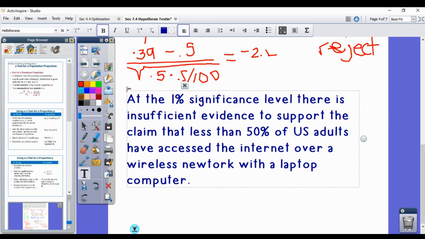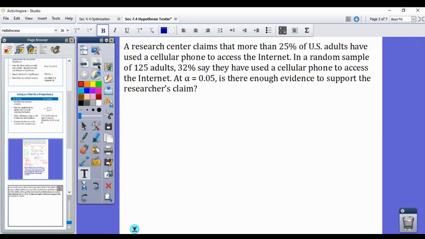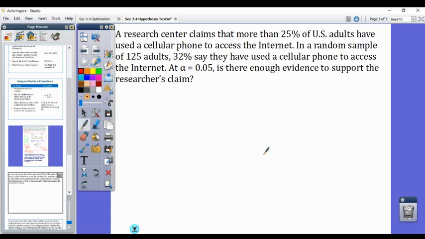All right, so that one's done. Yay! Okay, let's do another one. Okay, so for this one, we have a research center claiming that more than 25% of US adults have used a cellular phone to access the internet. Okay, so let's go ahead and write down our claim.